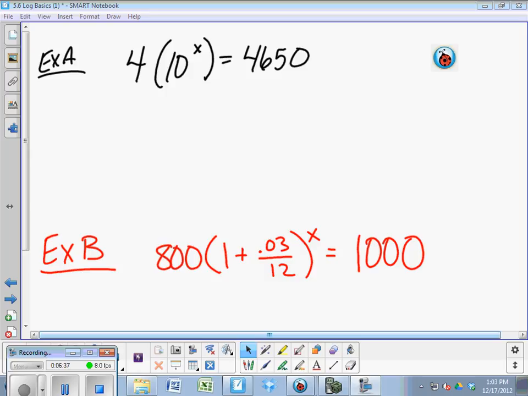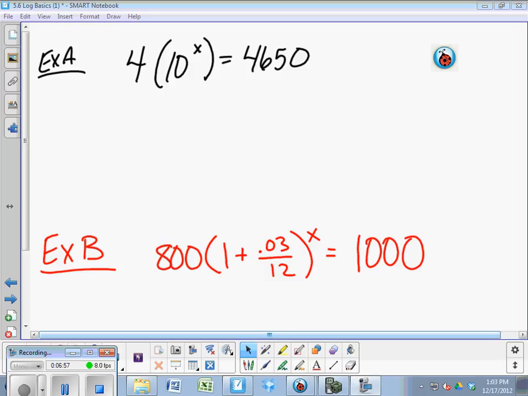In the red one, example B, there's one thing to do again. Divide out that 800 before you incorporate logs. So it's just another step in the process, and you need to know when to use it. When in the order of operations do you use logs?